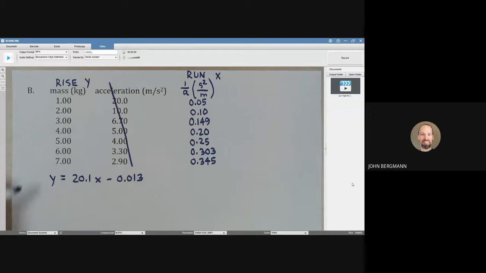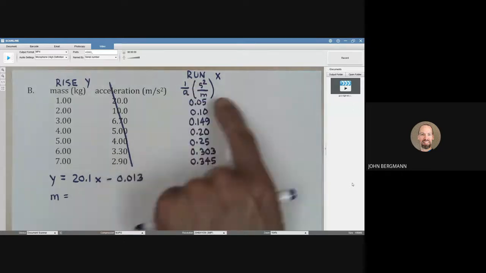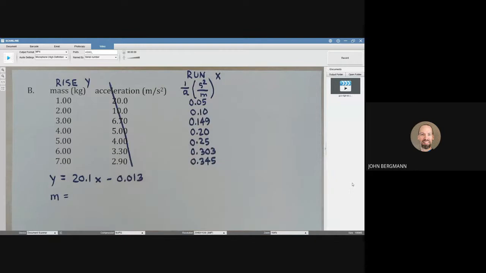Now, don't stop there, because what we need to do for our final answer is to put the actual variables that we have in the problem. And the y values were mass, and mass is m. The variable for mass is m. So don't put y here, put m. And what about x? Well, x are these guys here. X is 1 over a. So can you see that 20.1x is going to be 20.1 over a?